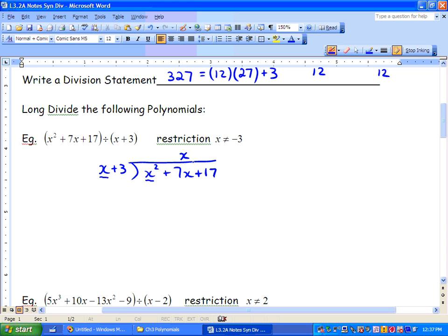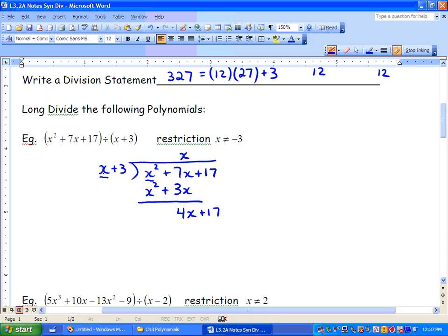So that goes on top, and then once you have this value on top, you multiply it by the x plus 3, and you will get x squared plus 3x, and then you subtract. So you have your 7x minus 3x is 4x, and then remember this 17 gets dropped down. So you have 4x plus 17, and then you repeat the process.